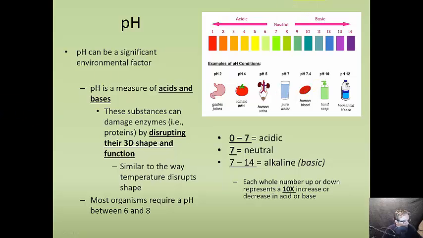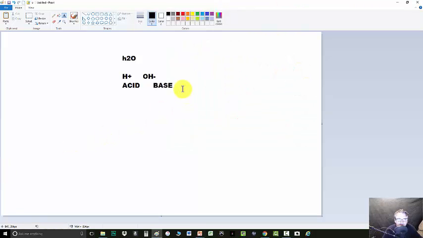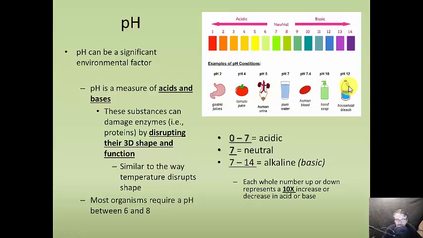So a base is something that has a higher concentration of OH negative. Okay? And in a similar way, too much of that starts to disrupt proteins and causes a disruption in the shape. So generally speaking, as you go up too high, that has a negative effect, just like going down too low has a negative effect. And again, each whole number up represents a tenfold increase.